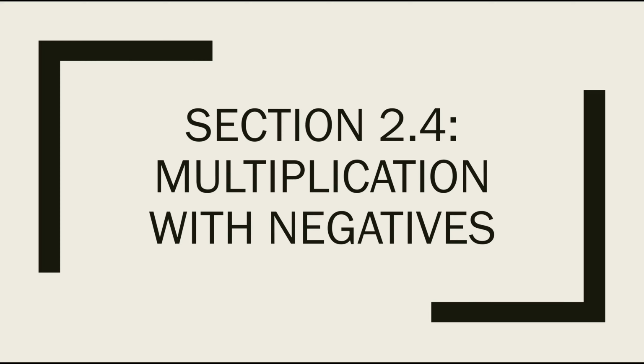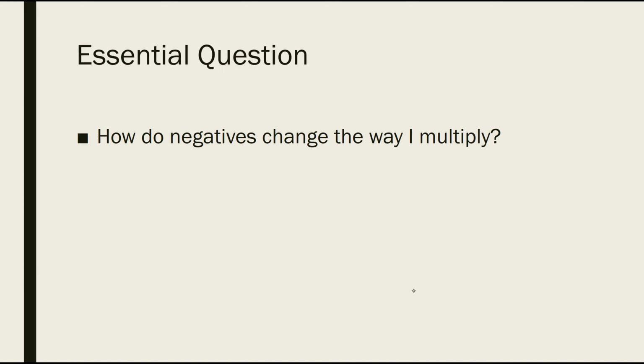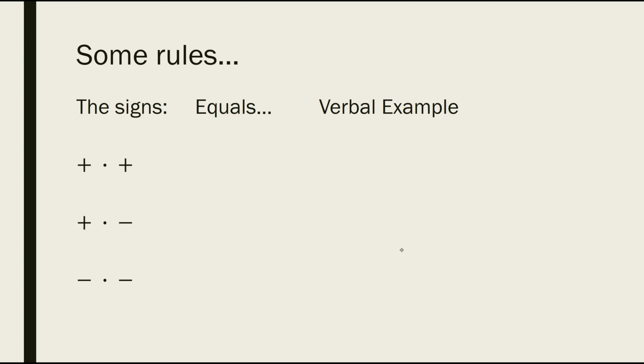Oh hey there, this is section 2.4, multiplication with negatives. Your essential question for the day is, how do negatives change the way I multiply? This is another review section, so a lot of the things I'm going to say should make a lot of sense to you, like you've heard them before.